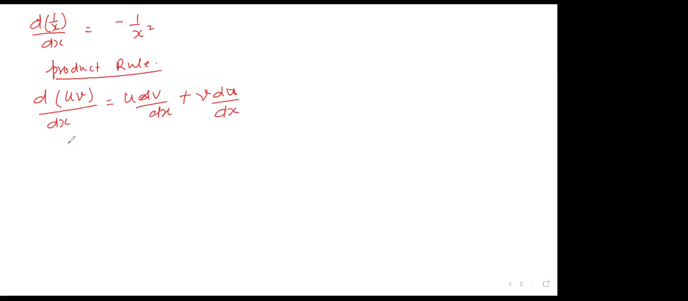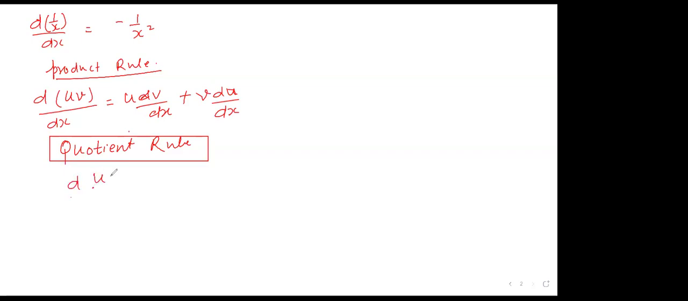Quotient rule. If we have two functions, a rational function in fact, u over v, then the derivative is v times du over dx minus u times dv over dx, and whole divided by v square. This is called the quotient rule.